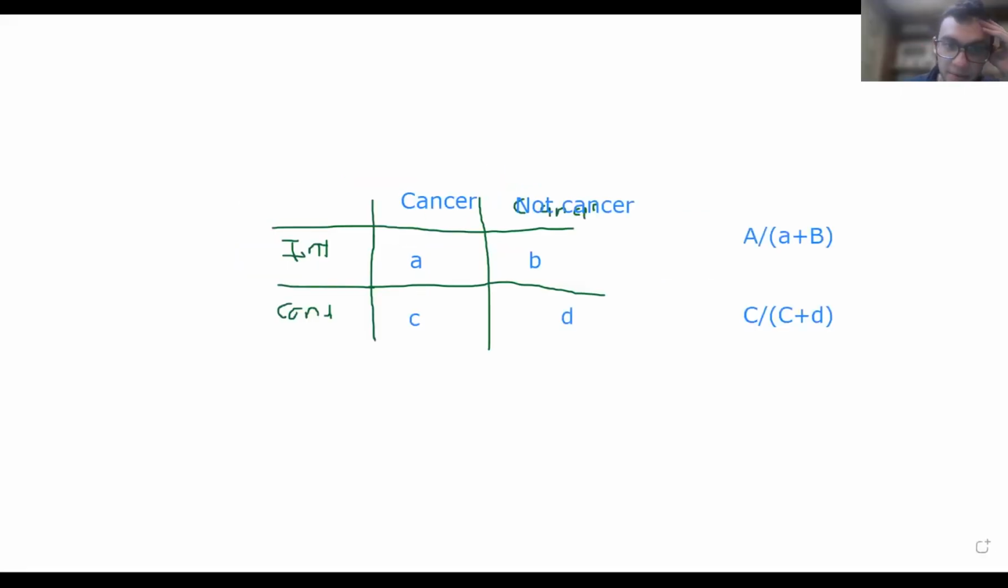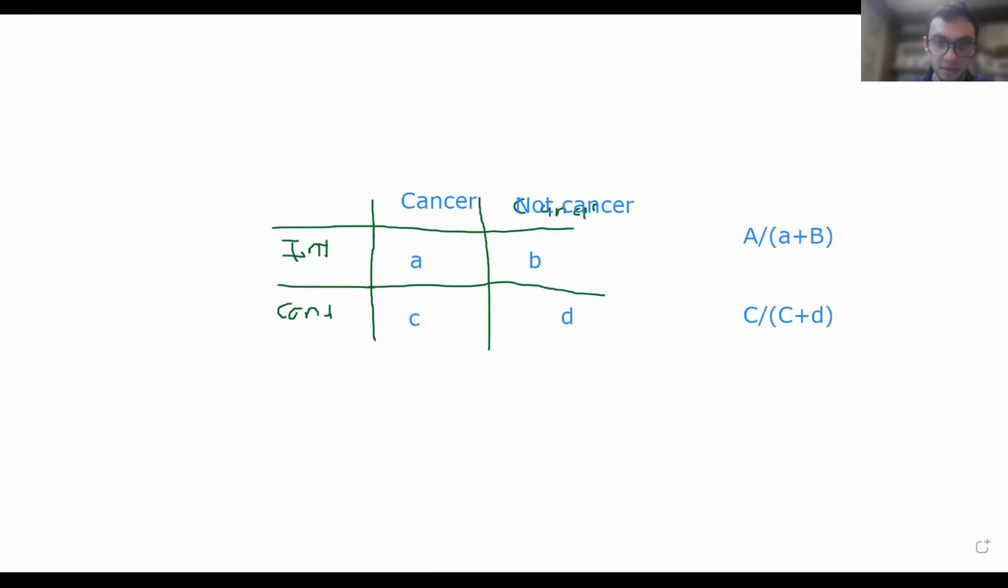This A is the amount of people in the intervention who develop cancer out of the total amount of people in the intervention. So it's the relative risk of developing cancer from smoking. C on C plus D is the relative risk of developing cancer without smoking. You compare the top one with the bottom one. If it's equal to 1, the relative risk is 1. There is no risk. The risk is the same. If this ratio is greater than 1, then there's a greater risk. If it's less than 1, it's actually protective.